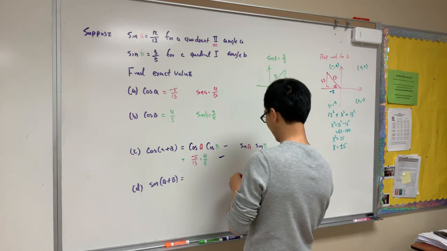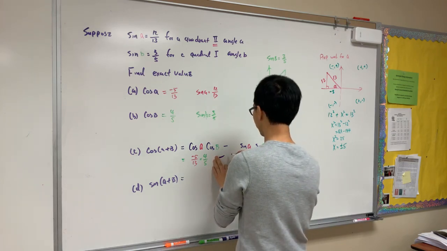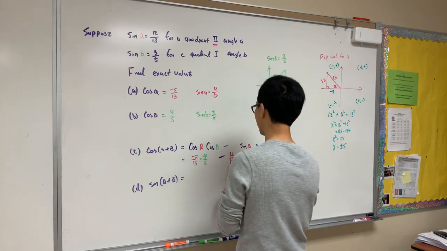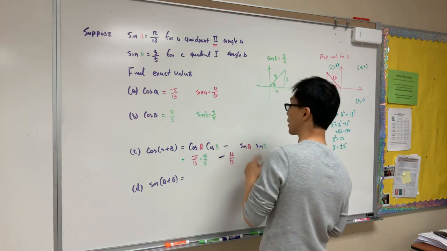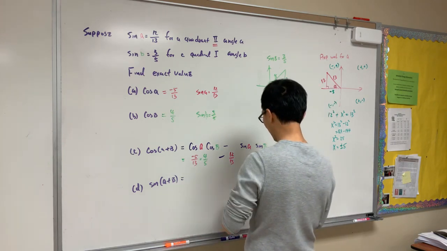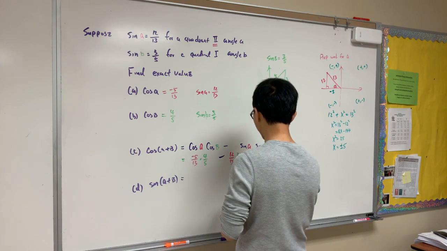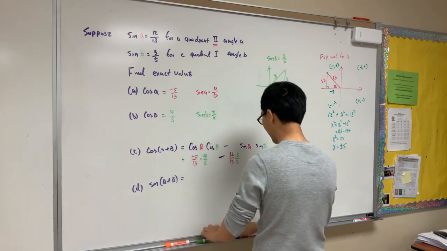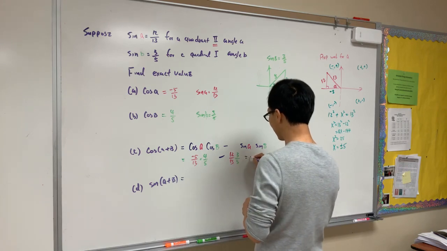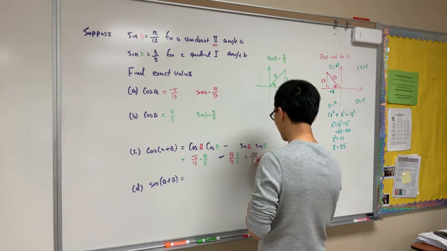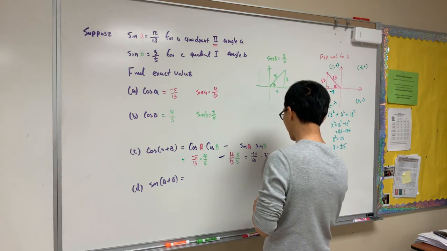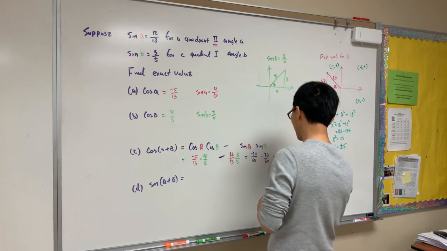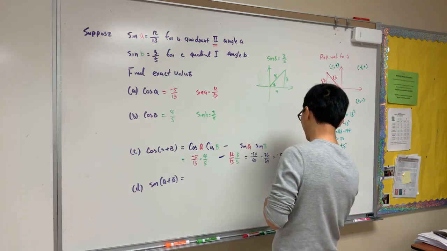What is it? 12 over 13. And the sine of B is what? 3 over 5. And then you just work out the math. This one's multiply each other. So if you multiply each other, it's going to be minus 20 over 65. And that's minus 36 over 65. And that's equal to minus 56 over 65.